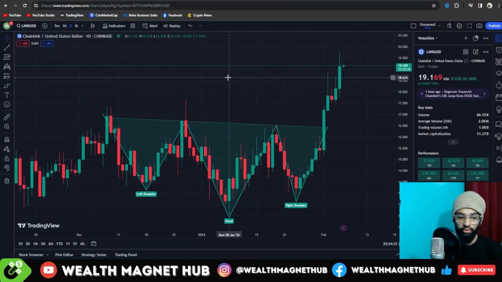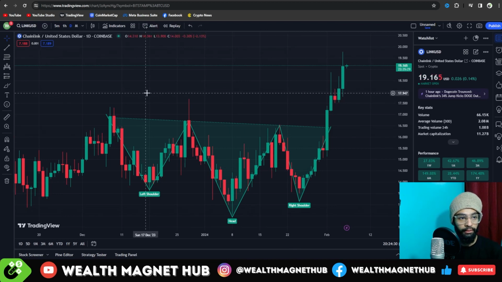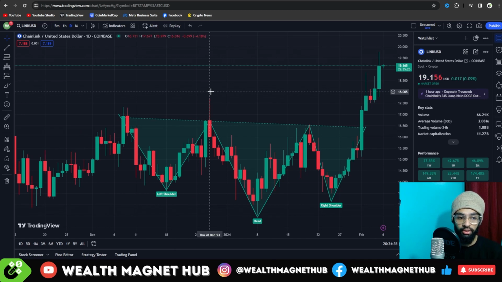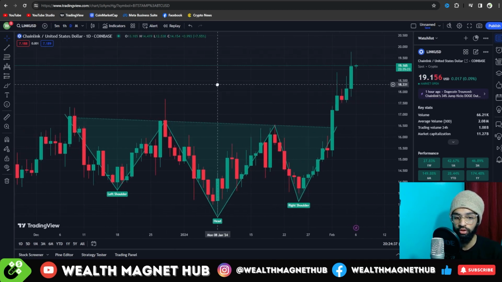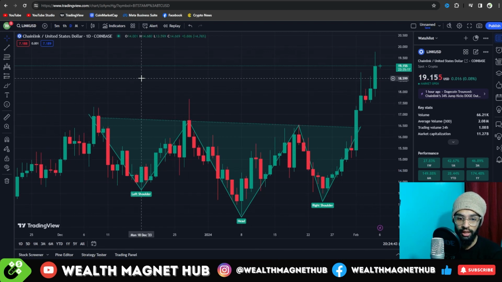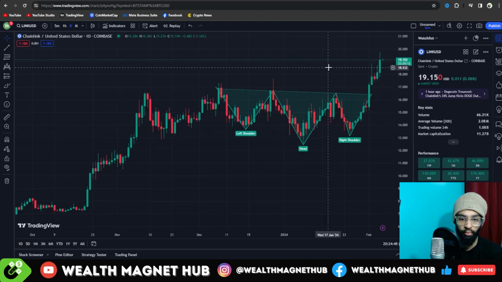So we are now over at our screen, and as you can see, we are on the daily time frame on the Chainlink / US dollar chart on tradingview.com. If we take a look at the daily time frame, I have just drawn the quick inverted head and shoulders pattern that we can see right here, and this is based on the trend that we are seeing.